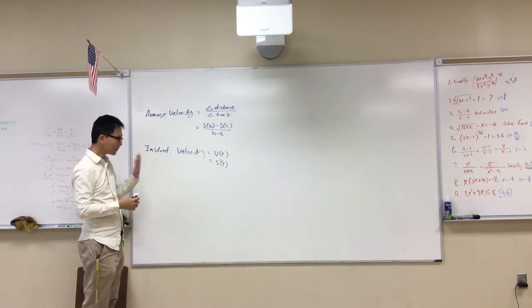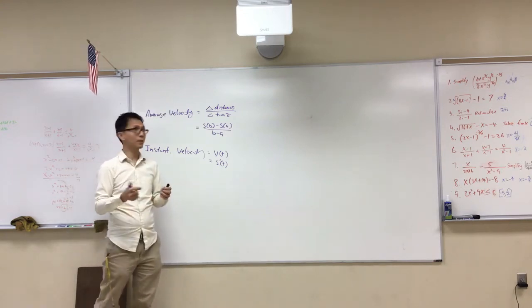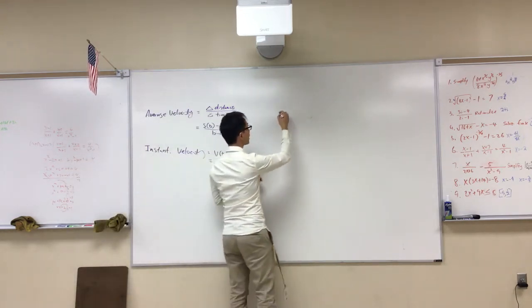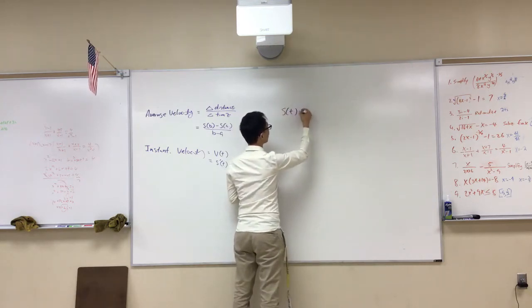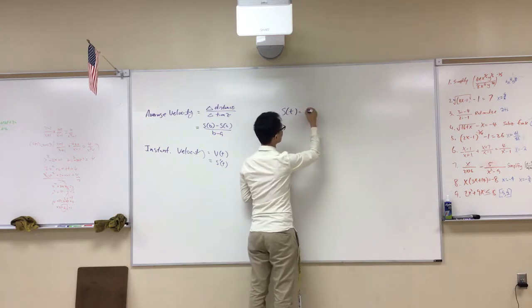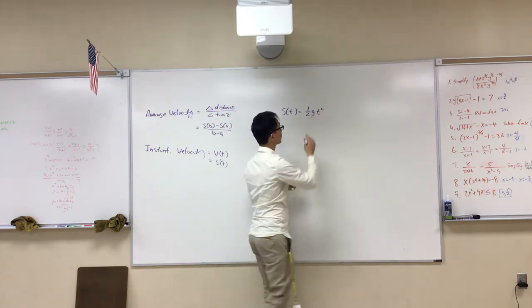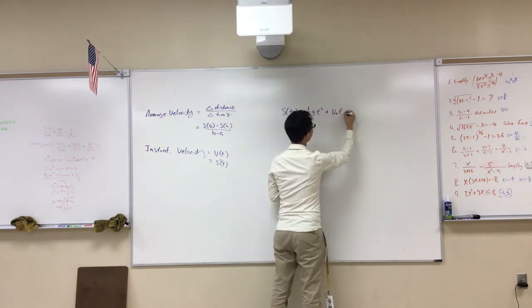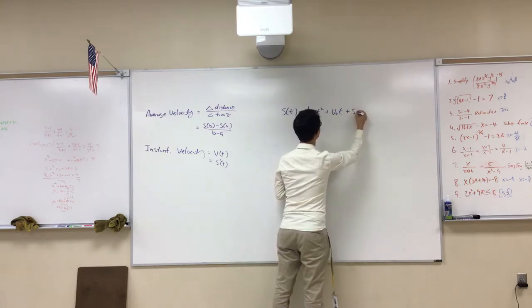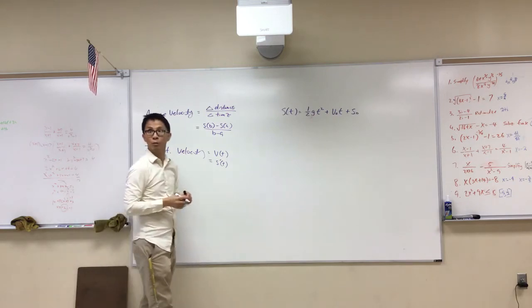It turns out there is a projectile equation in physics that we learned, which is this one: s of t, and this is not the first time you've seen this, by the way. This is probably the third time. So s of t is equal to 1/2 g t squared plus v0 t plus s0.